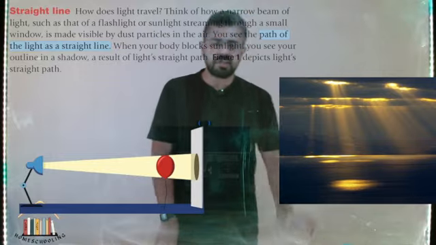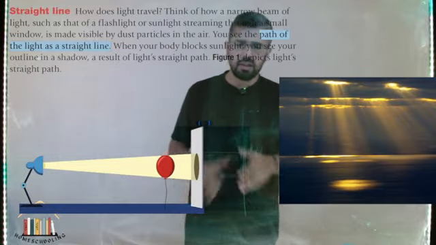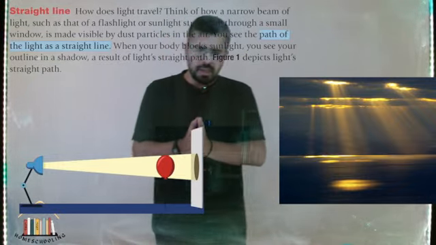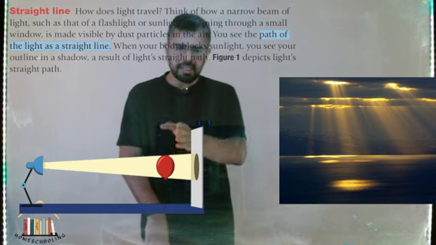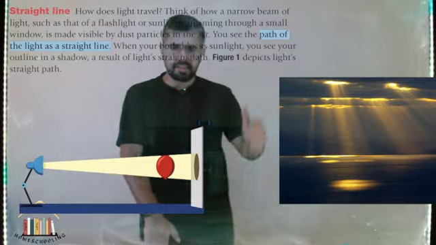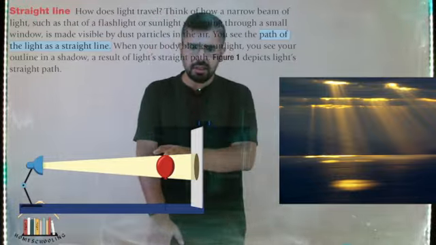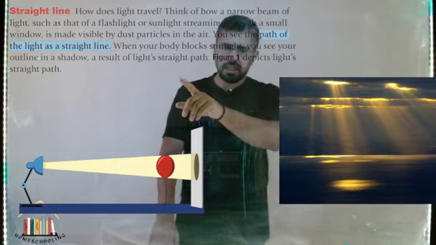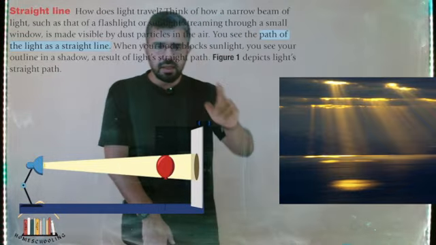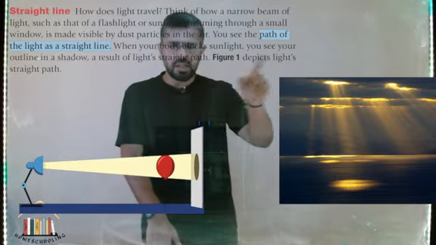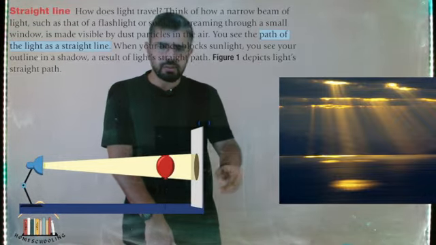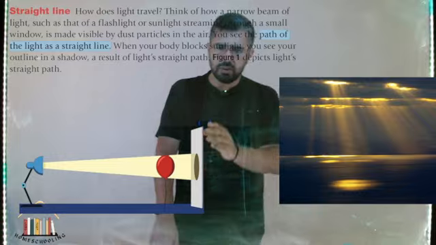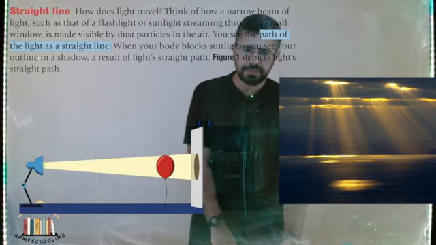All right, we see this also, the straight line of the light, when we turn on a flashlight. But whenever we have an object standing between the source of light and the screen, whenever we have an object in the middle, this object creates a shadow. That's what we are reading here: when your body blocks the sunlight, you see your outline in a shadow. That's what we see here. That's the shadow, or the absence of the light on the screen.